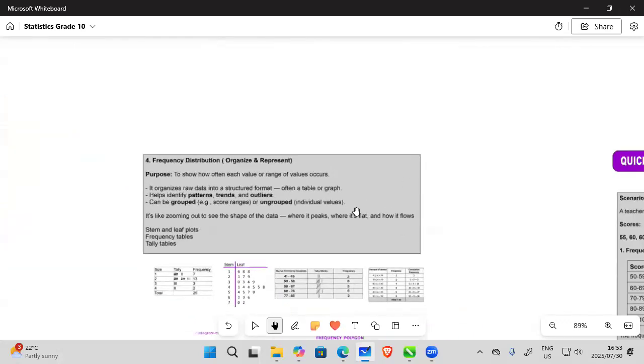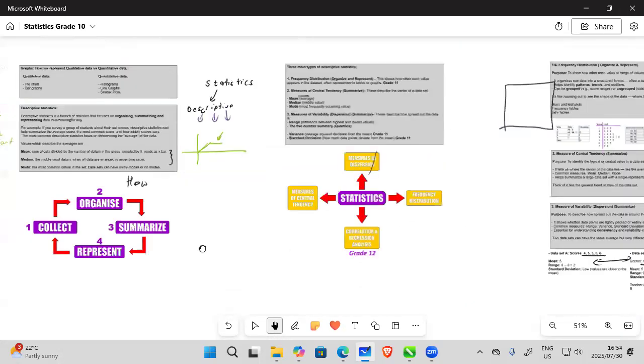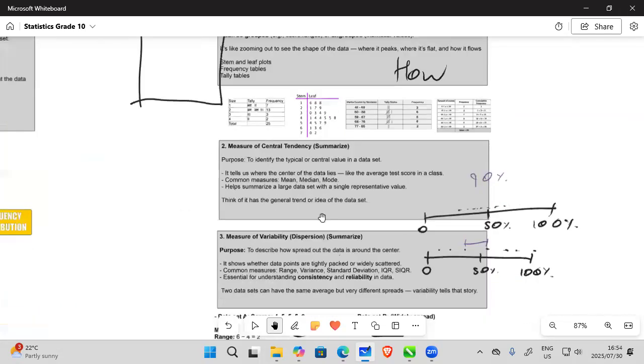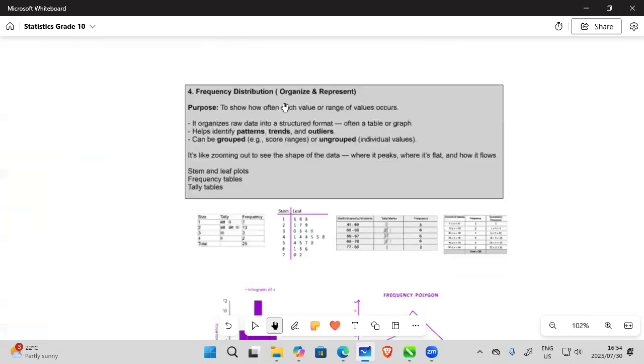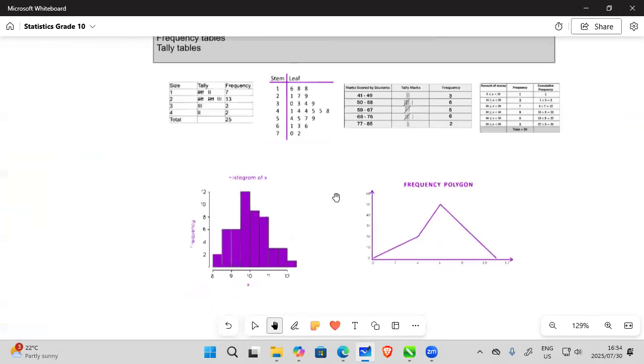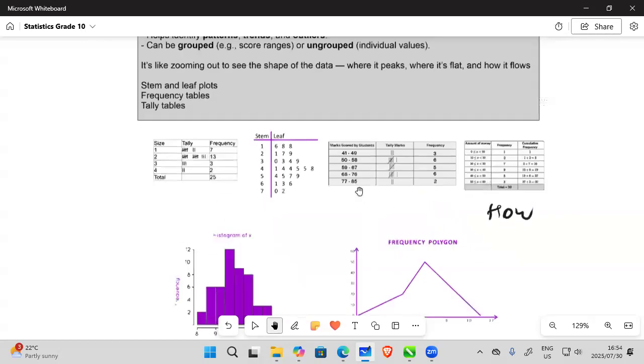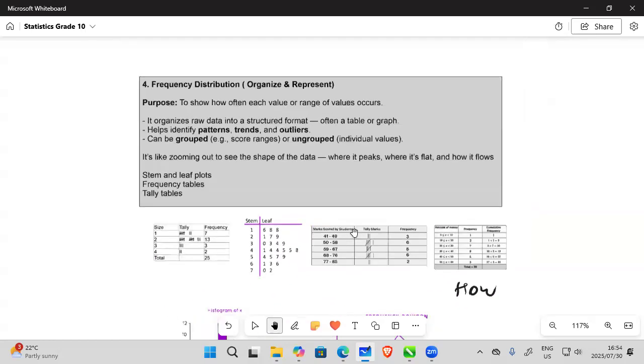Okay, and lastly, let's go back here to the top. What did I talk about? Organizing, summarizing. Now we have to represent this data, isn't it? So how do we represent it? Again, using frequency distribution. How do we represent it? There, using a histogram, I'll show you how to draw this, or frequency polygons. Again, I will show you how we draw that. But that's basically what we do.